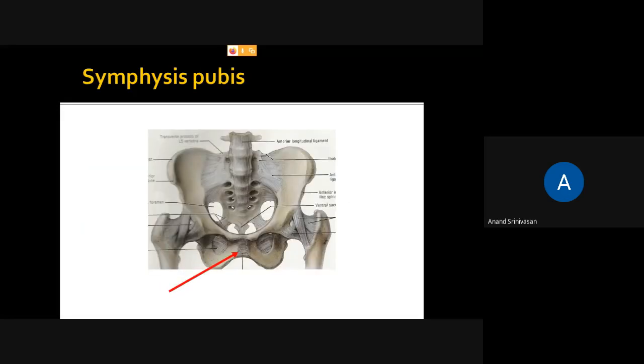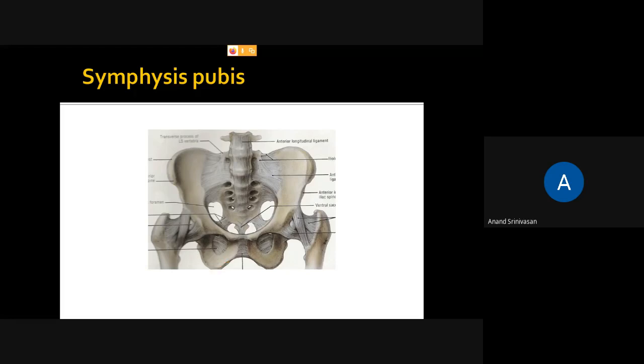The next one is the symphysis joint. Symphysis pubis. You know, this is a hip bone. This is another hip bone. The two hip bones are joined on the anterior side by a joint, and this is called the symphysis pubis. This is also another type of fibrocartilaginous joint or cartilaginous joint. Both are the same. You can say fibrocartilaginous or cartilaginous joint.